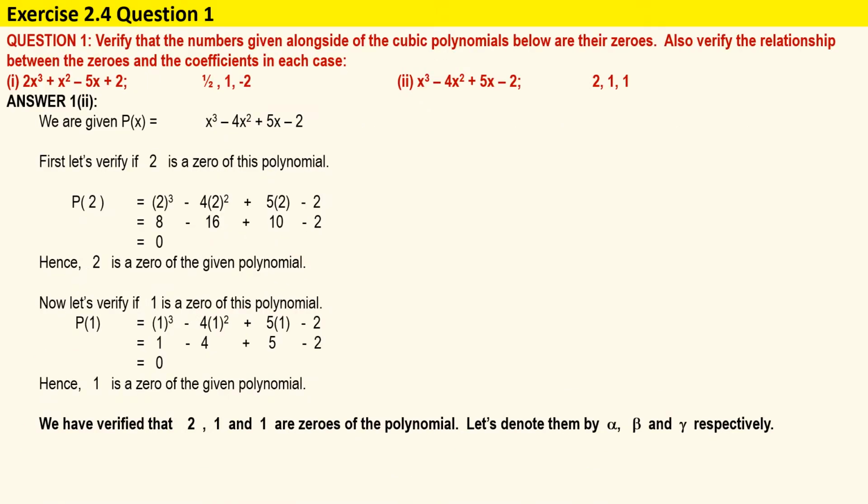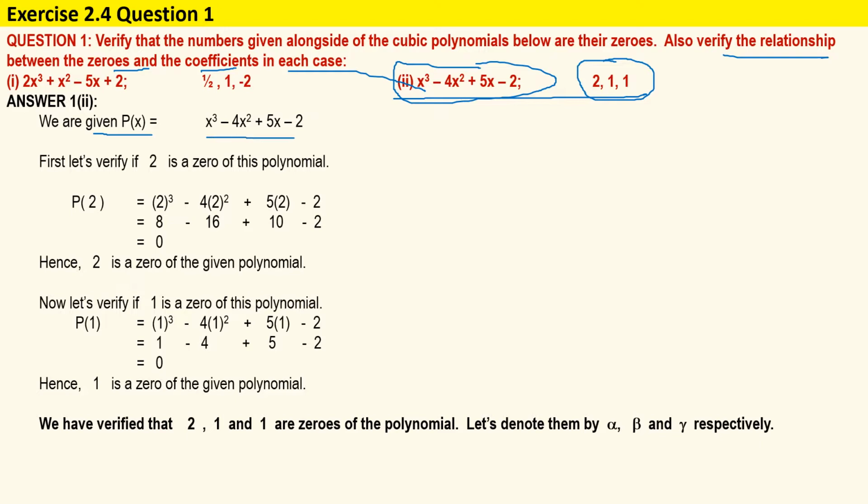Now let's do question number 1, part number 2. We are given this polynomial and we have to first verify whether these three numbers are its zeros or not, and then we shall verify the relationship between the zeros and the coefficients of this polynomial. So we denote the given polynomial by p(x) equal to x cubed minus 4x squared plus 5x minus 2. And let's first verify if 2 is a zero of this polynomial. We see that the value p(2) is equal to 0. Therefore, 2 is a zero of this polynomial.